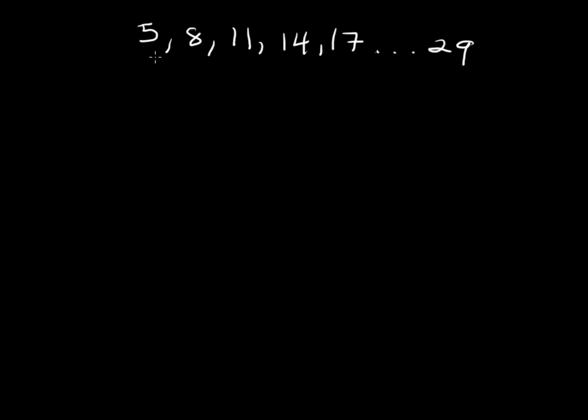We can notice that the common difference between 5 and 8 is 3. 8 and 11 is also 3. 11 and 14 is 3. And this goes on and on. Now, when we have any sequence which has a constant common difference, we call that sequence an arithmetic progression.